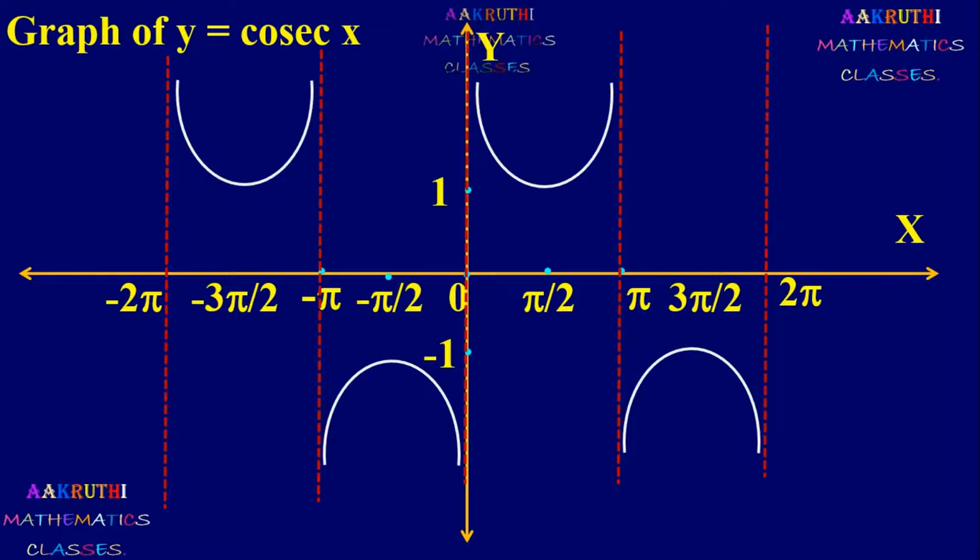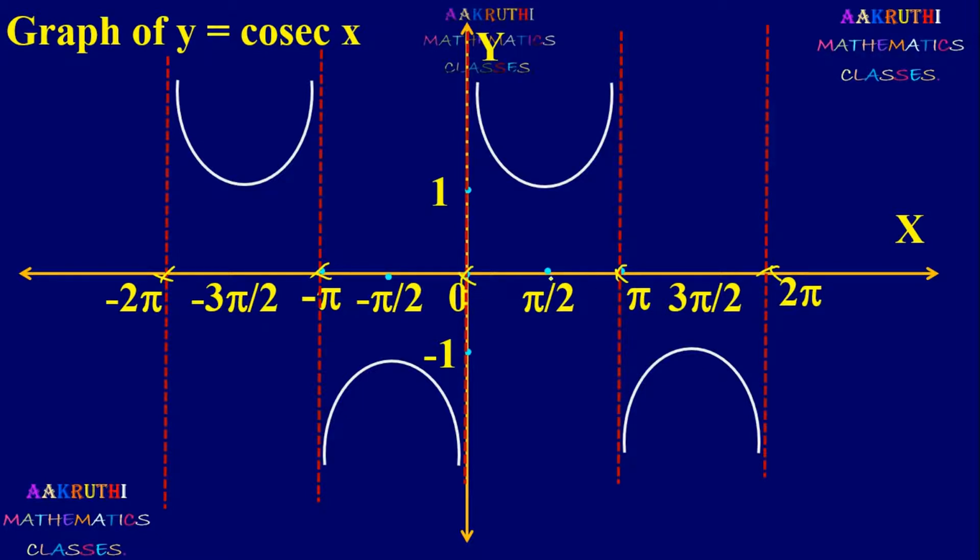So next we see the graph of y equal to cosecant x. So we know that when sine is 0, cosecant x is not defined. So sine is 0 at 0 degree, at 180 degree, at 360 degree and minus 180 degree and minus 360 degree. At these points cosecant x is not defined. So therefore we draw dotted lines like this.